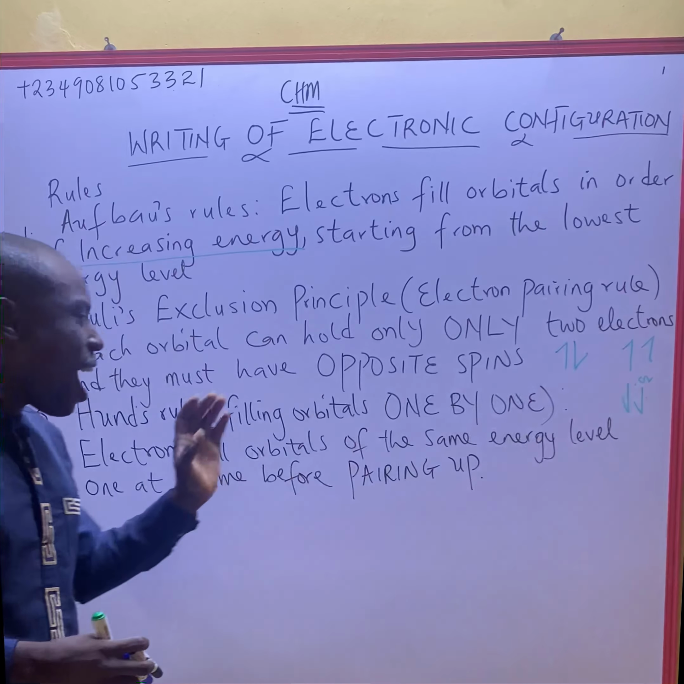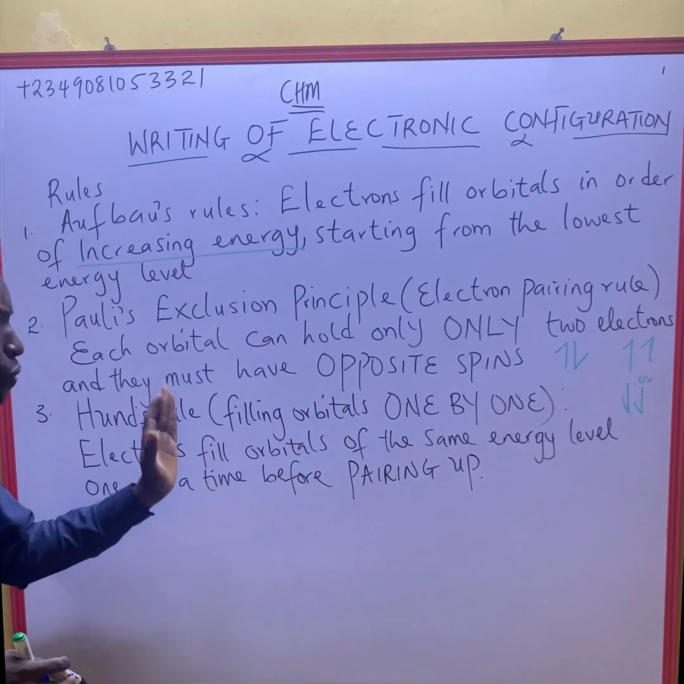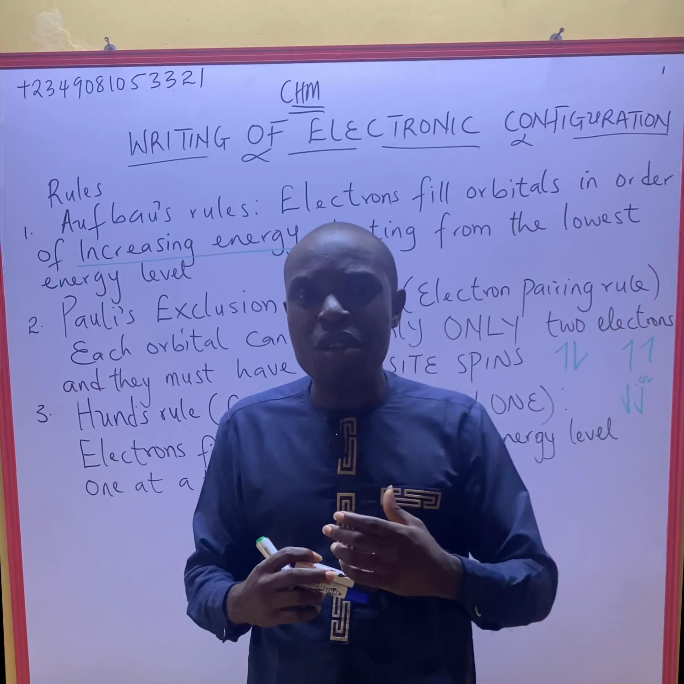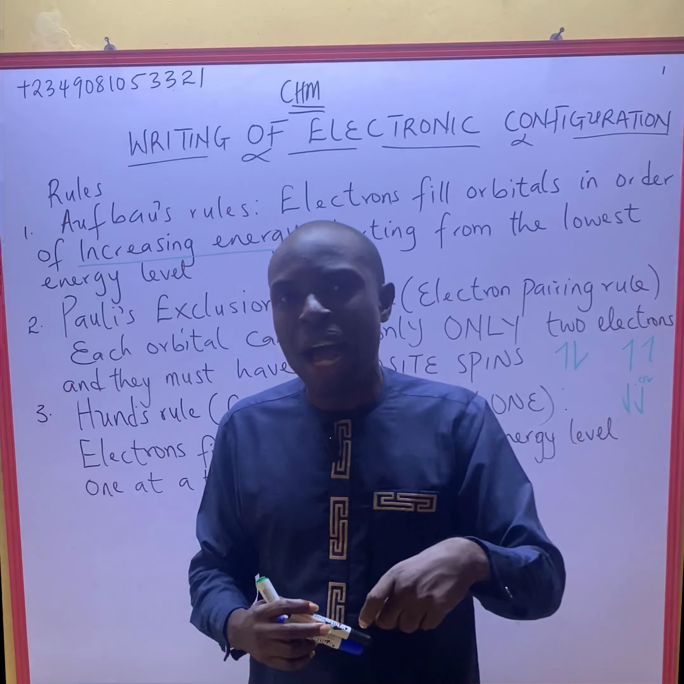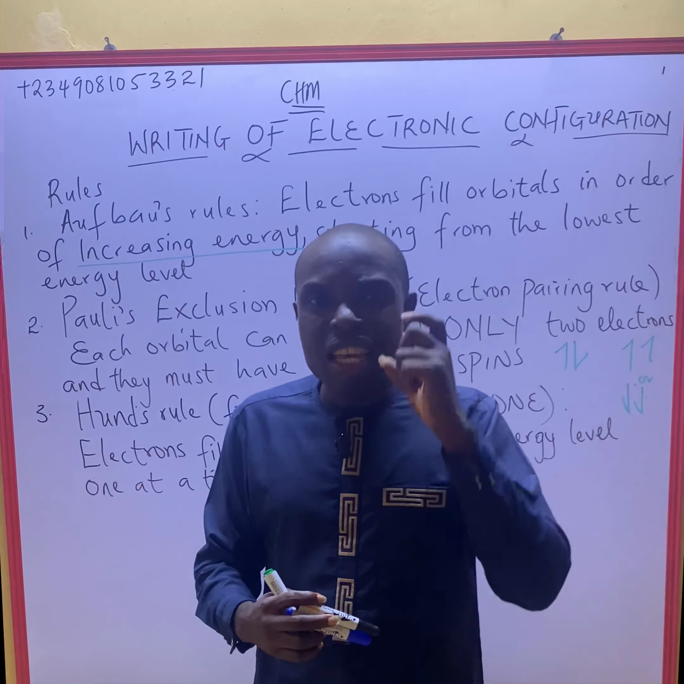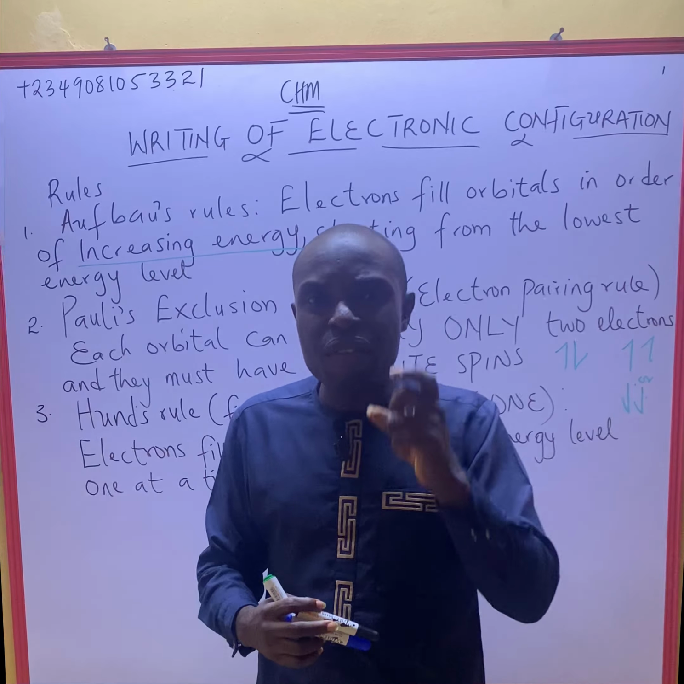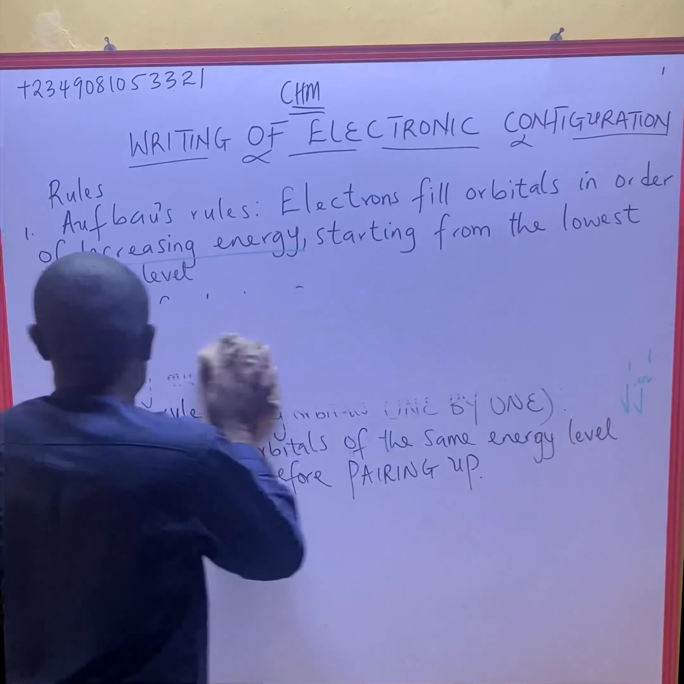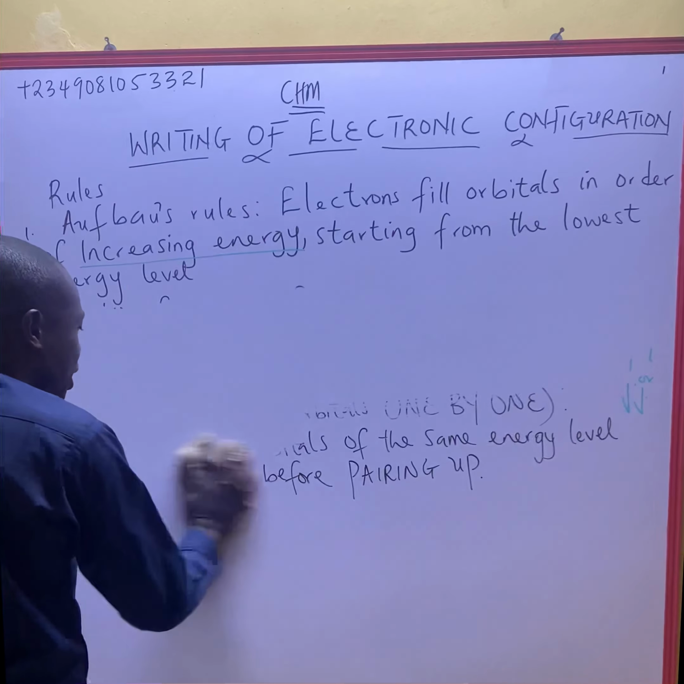The last of these rules is Hund's rule, which I also call filling orbitals one by one. According to this rule, electrons fill orbitals of the same energy level one at a time before pairing up. This rule might not make sense to you at this point, not until we go into it deeper. Be relaxed even as we advance in it. Let's go. I will erase this so I can talk on each of them one after the other.